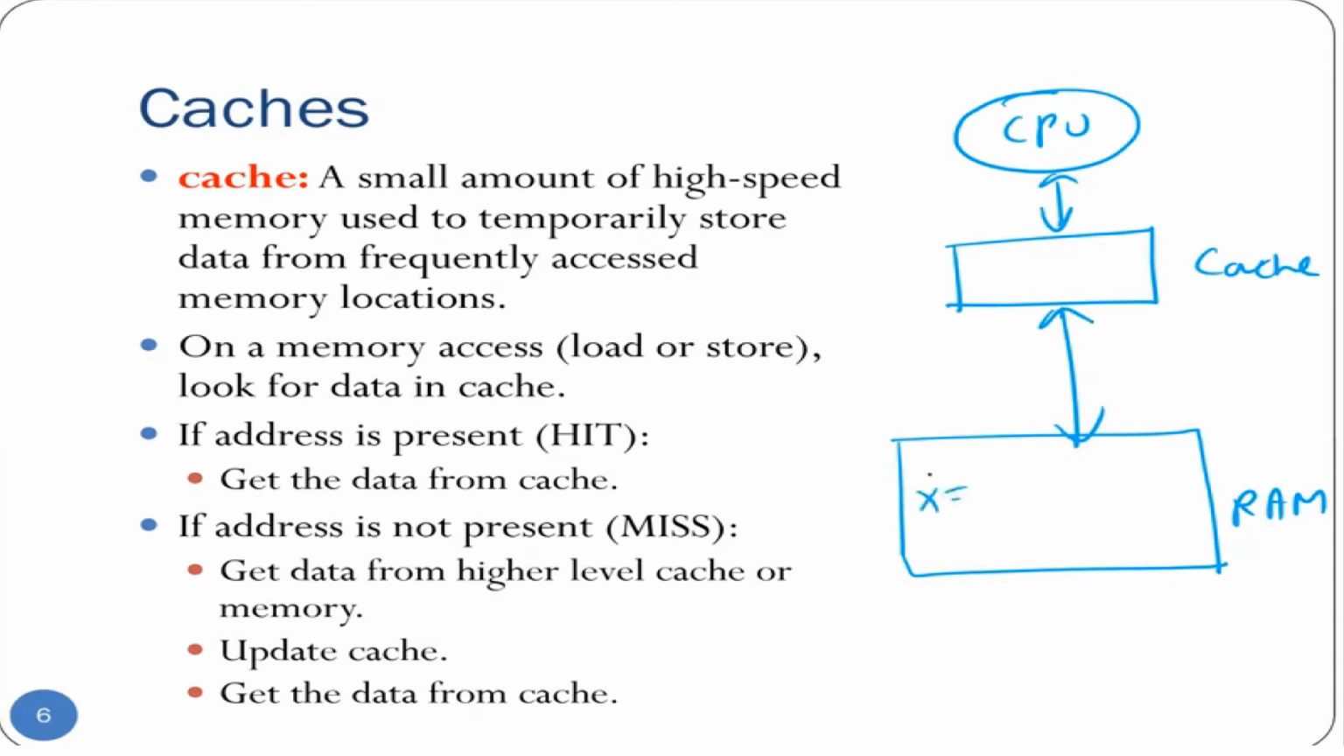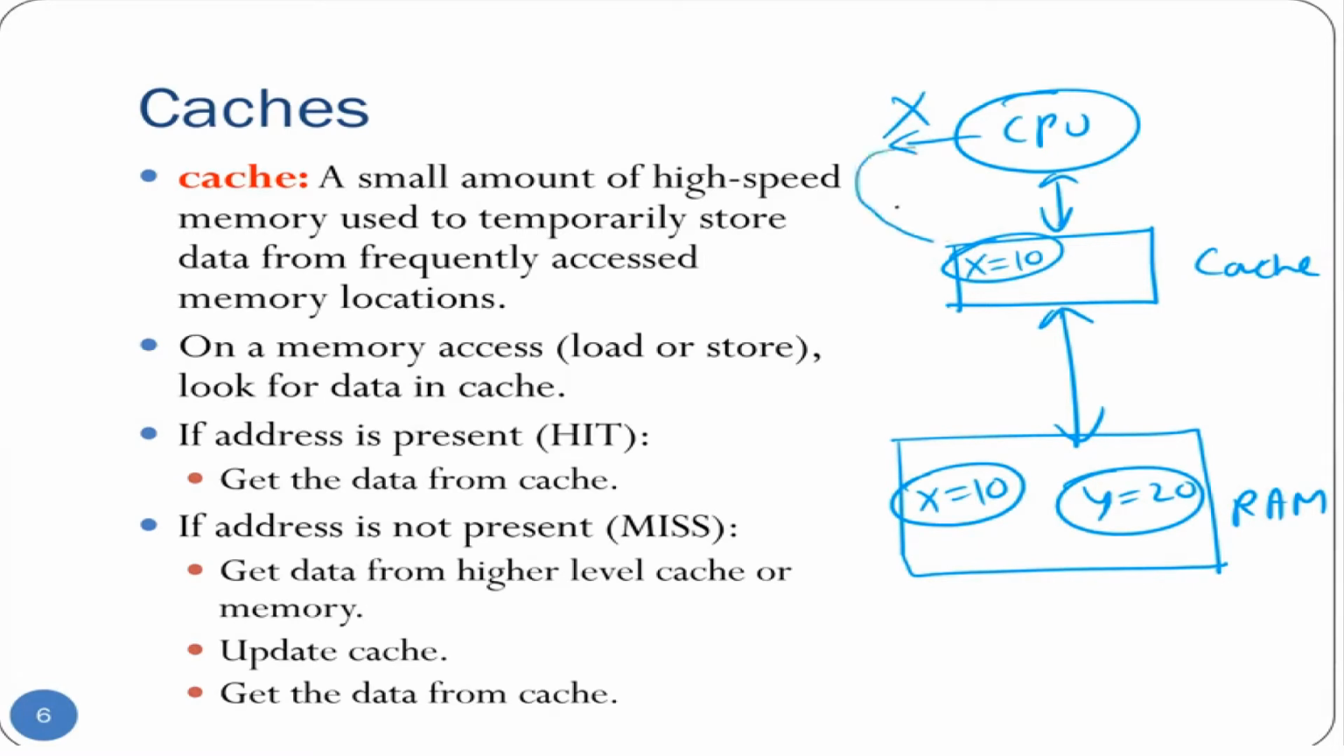Let's say this is the RAM and it has these two data items, x equal to 10, y equal to 20. And let's say the cache has a copy of this x equal to 10 over here. Now let's assume that the CPU is executing a program and it needs the value of x. Whenever a value is needed and we have a cache in the memory hierarchy, we'll always first check whether this value is present in the cache. So we'll check whether x is in the cache, and fortunately x is present in the cache, so it will simply be returned from here to the CPU. No need to access the main memory.